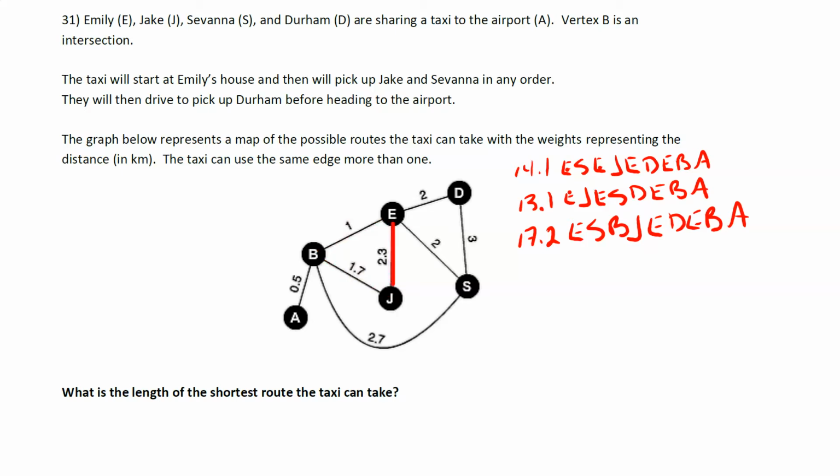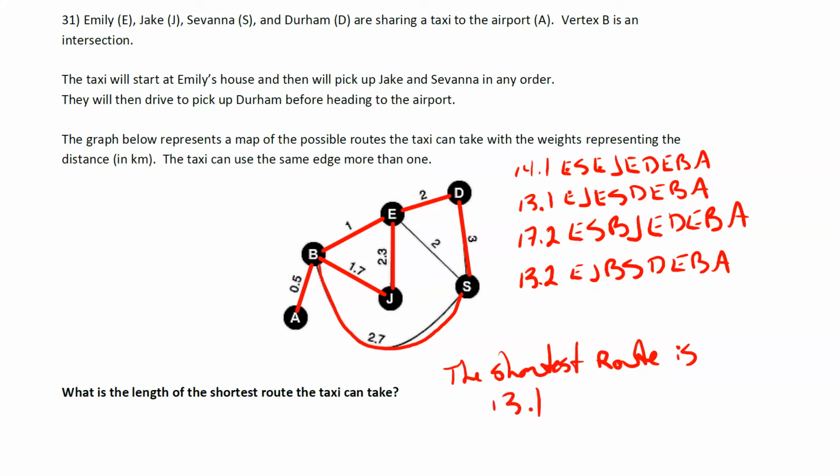How about going from E to J, J to B, B to S, S to D, D to E, E to B, and B to A. So we've got 2.3, 1.7, 2.7, 3, 2, 1, and 0.5. If we total that up, we get 13.2. There are a number of different routes to get there. The shortest route we found, the shortest route is 13.1.